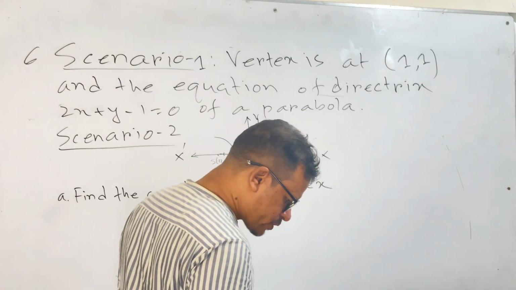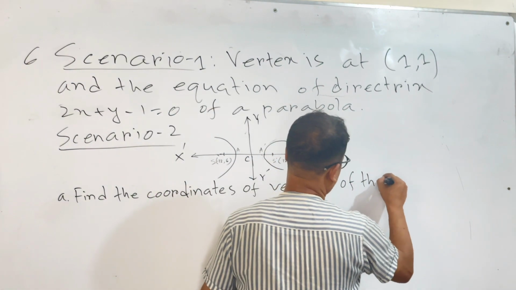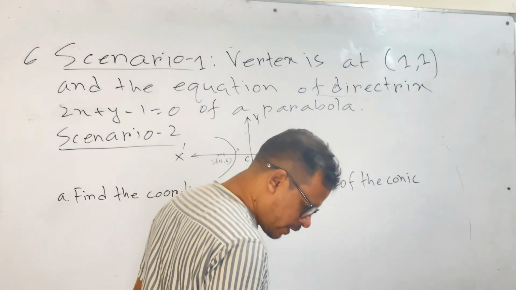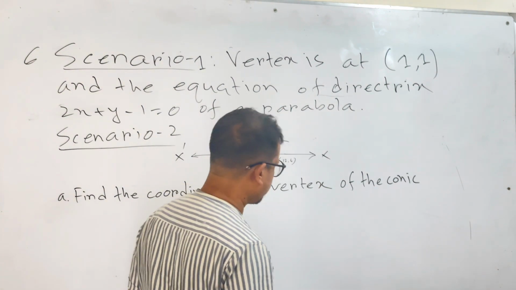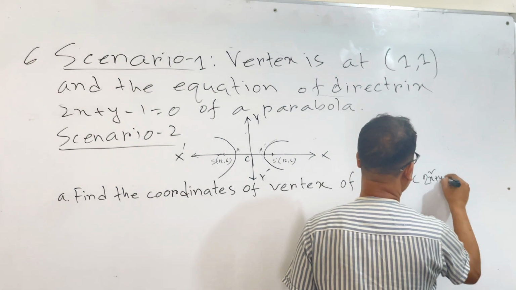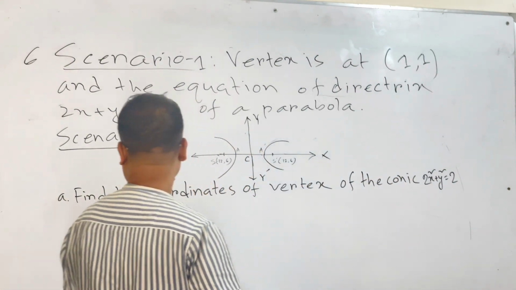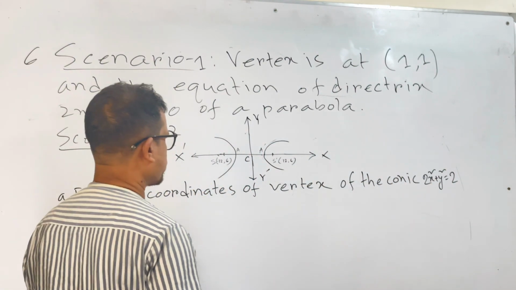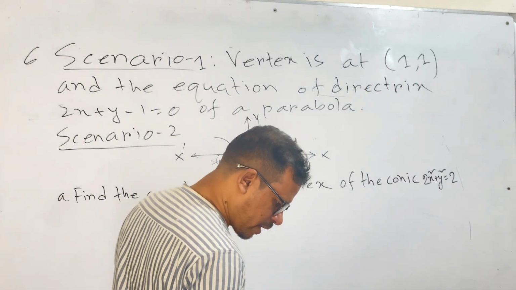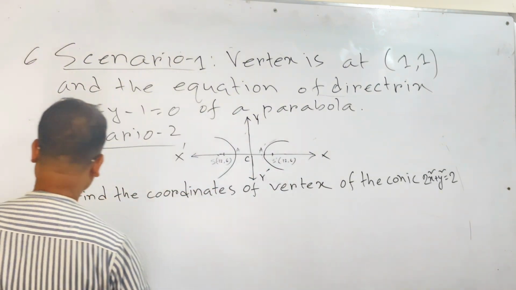Find the coordinates of the vertex of the conic. What's the conic? 2x squared plus y squared equal to 2. This is mark 2. Okay. Find the coordinates of the vertex of the conic 2x squared plus y squared equal to 2, mark 2. B. Obtain the equation of the parabola.